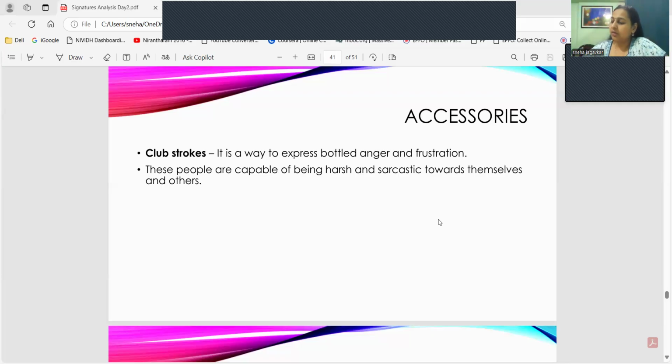While you are analyzing the content, or in the signature too, you might find such kind of club strokes. Again, club stroke also is a negative trait.